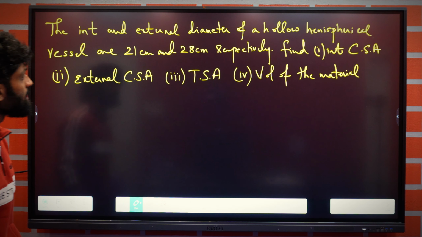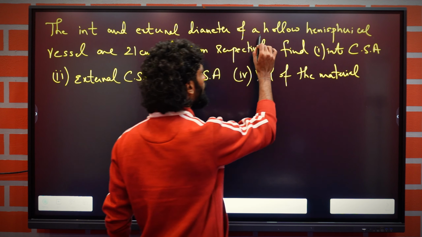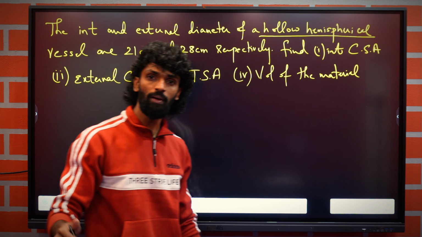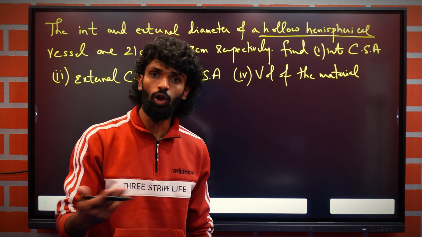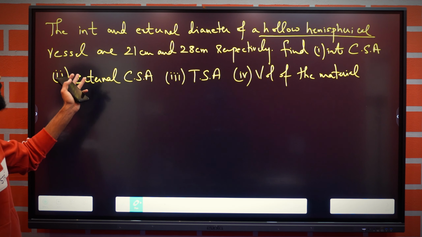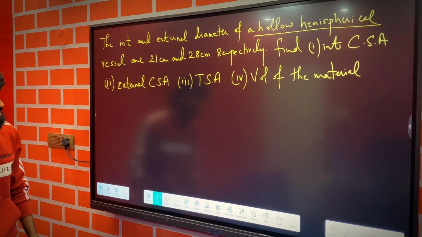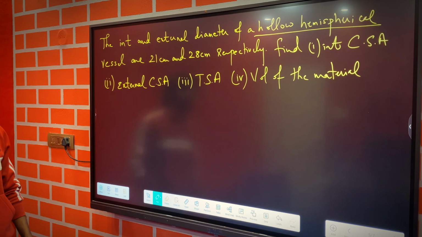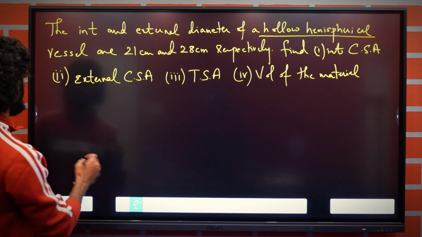Next type, third type. They're asking the internal and external diameter of a hollow hemisphere. Careful, hollow hemisphere. Best example is a bowl, because until and unless you fill something into a bowl, it's hollow. Getting it? Vessel diameters are obviously 21 centimeters and 28 centimeters respectively. Okay, cool. Find the internal CSA, external CSA, whatever. Fine. Internal CSA, first one.